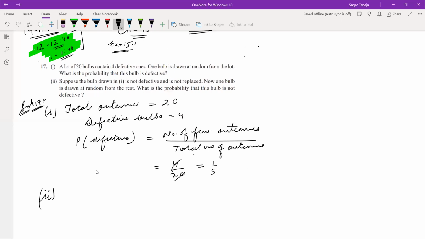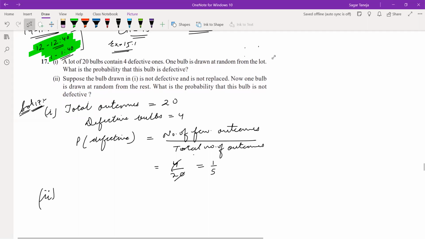If in case you have not understood somewhere in between, then you should ask in the chat section. It's all open for you. Suppose the bulb drawn first is not defective. Okay, just read the question carefully. Suppose the bulb that is drawn in the first case is not defective one and it is not replaced. Means you have not put that bulb again in the lot.